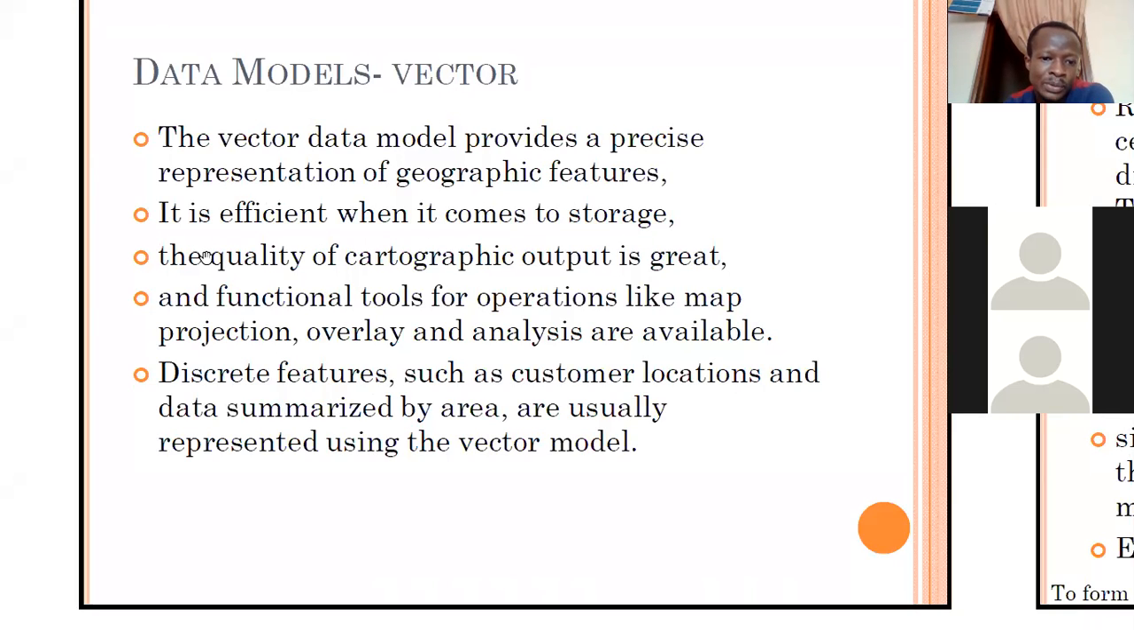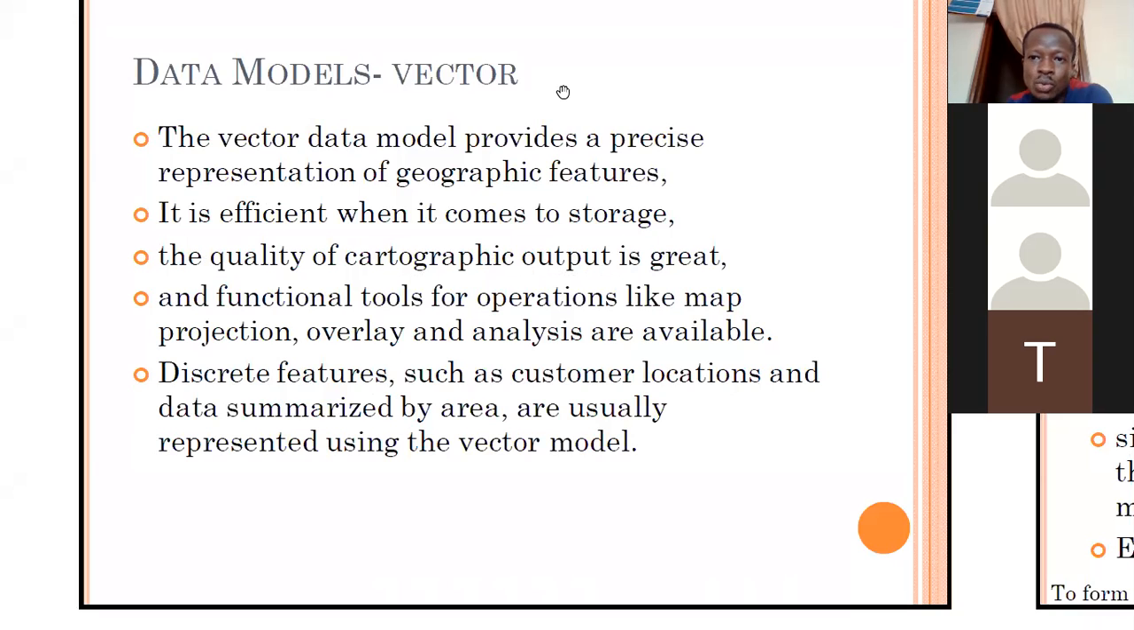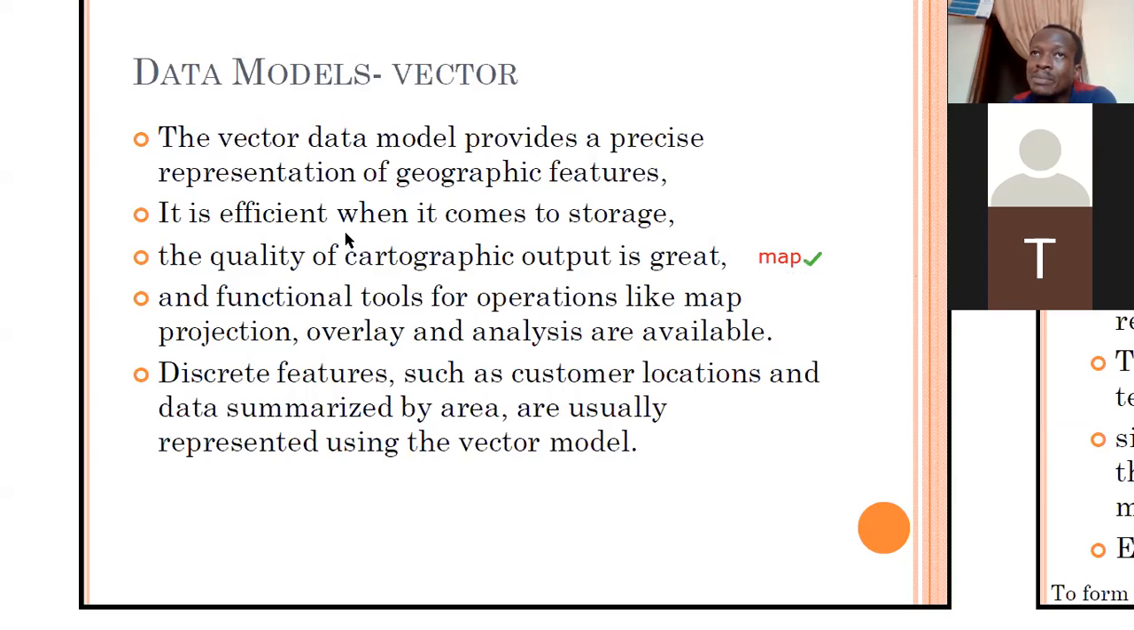Okay, so the quality of cartographic output is great. What does it mean? Cartographic output has got to do with creating a map. Any map that you pick normally is actually vector. It's vector because it looks nice. All the maps you are using, Google Maps, are all modeled on the vector model, and the raster becomes an option.